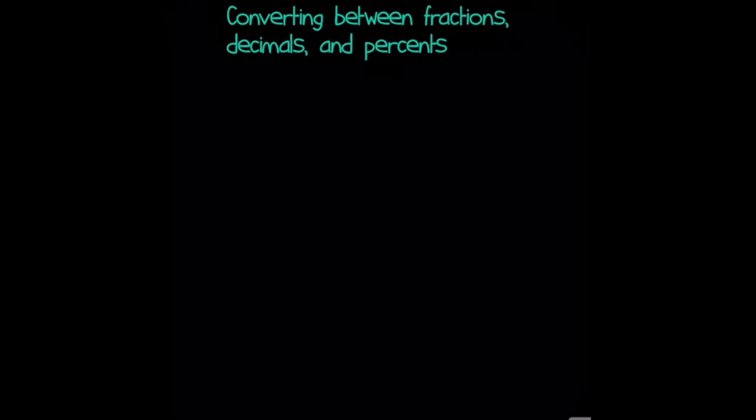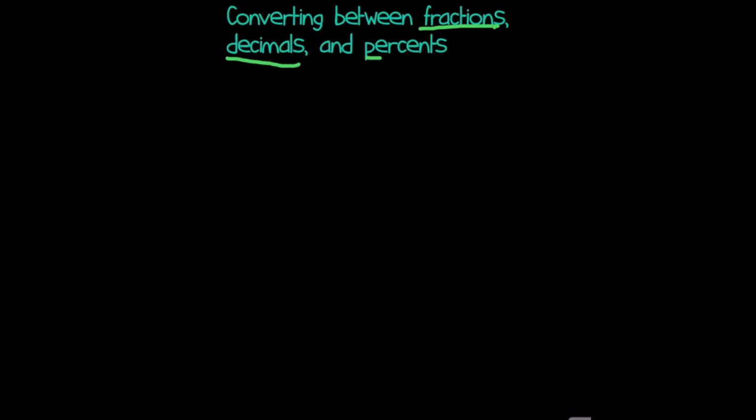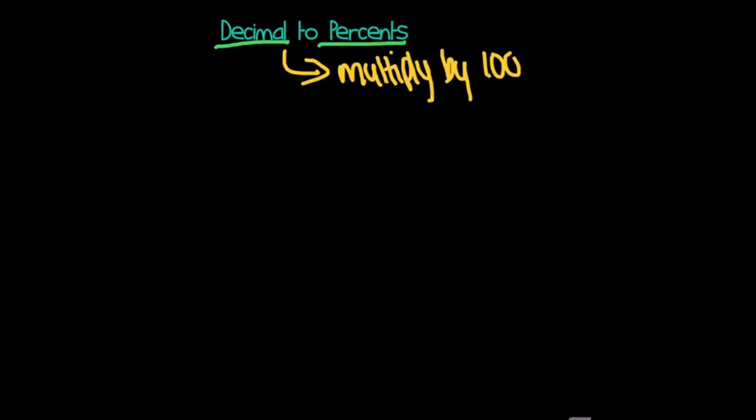In this video, you will learn how to convert between fractions, decimals, and percents. So the first thing we're going to talk about is how to convert a decimal to a percent. When we have to convert a decimal to percent, you would multiply by 100. In other terms, you're really moving the decimal place to the right 2 times.